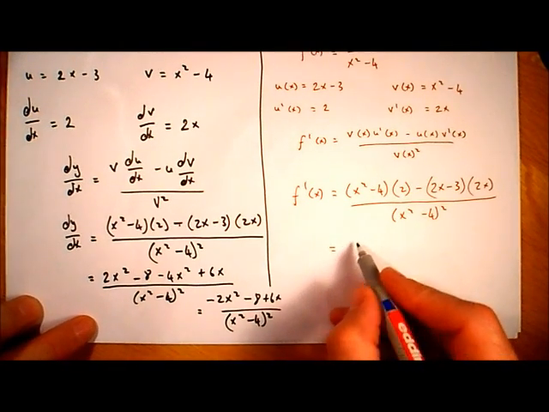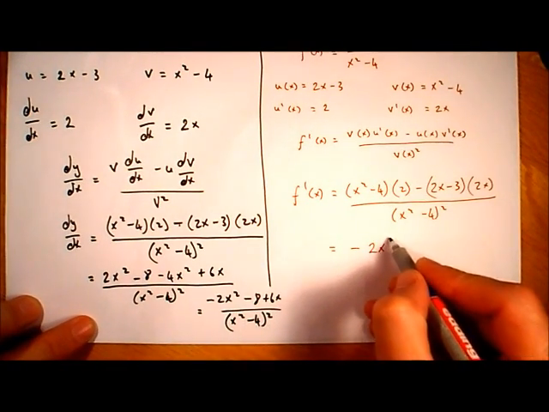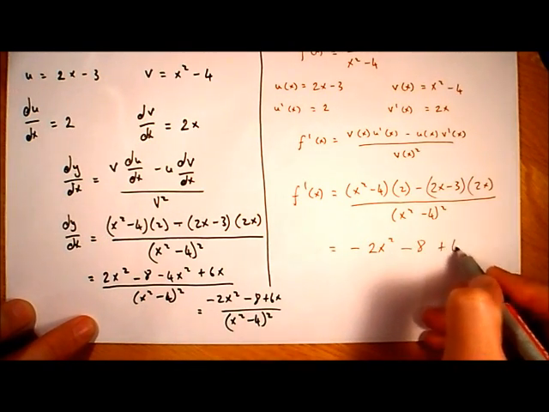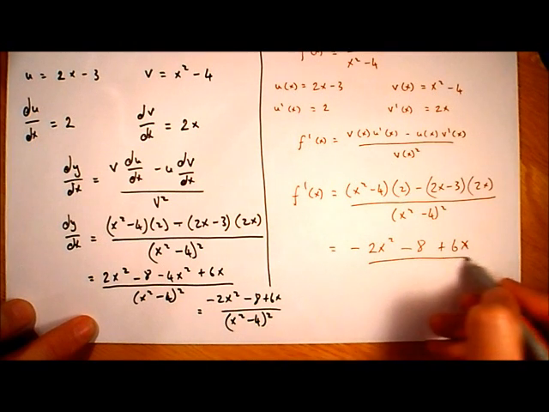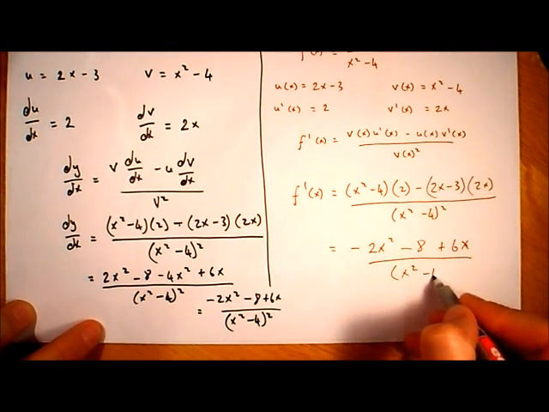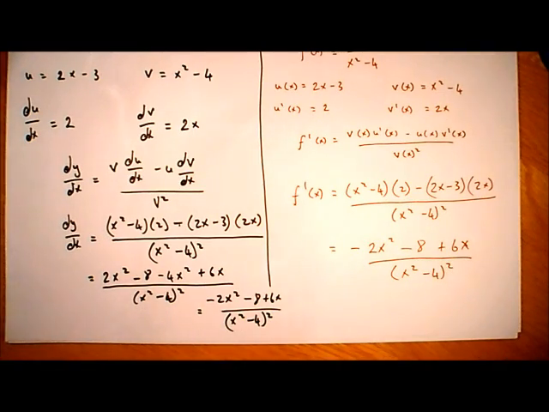I'll get this. So I'll end up with minus 2x squared, as long as I've done it properly, multiplied it out properly. I'm sure I have. Minus 8 plus 6x all over. And again, don't worry about squaring out the bottom. Just leave it as x squared minus 4 all to be squared.